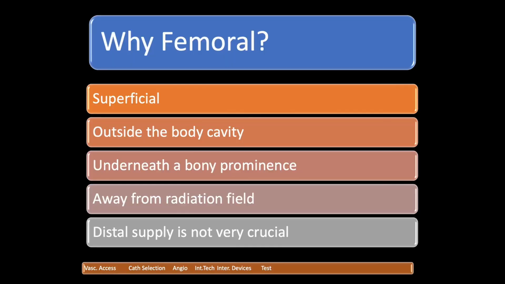It is superficial because for any artery which you want to puncture directly, it should be readily accessible. It's outside the body cavity. It is outside the peritoneal cavity, and also it will not cause internal bleeding. There won't be any internal bleeding. It's underneath the bony prominence. What is important? After the puncture, when you want to compress, you can compress it firmly against the bony prominence, so it is much easier.